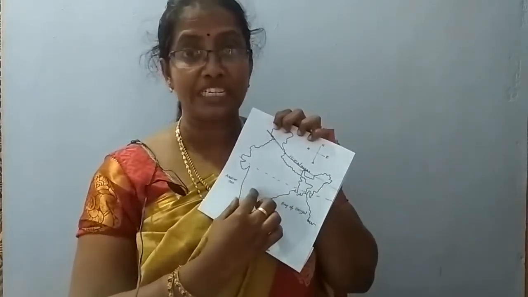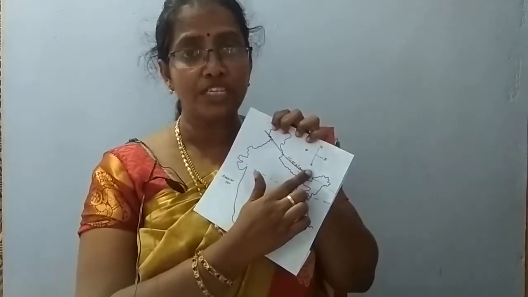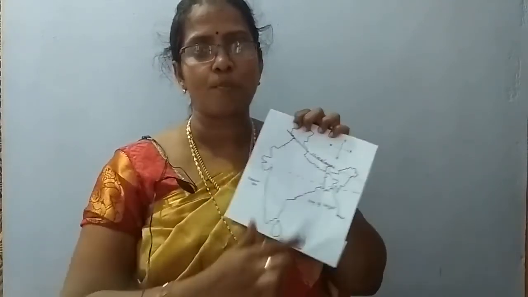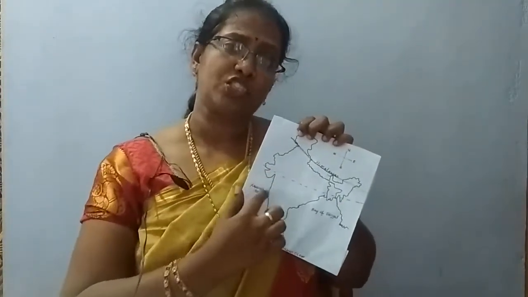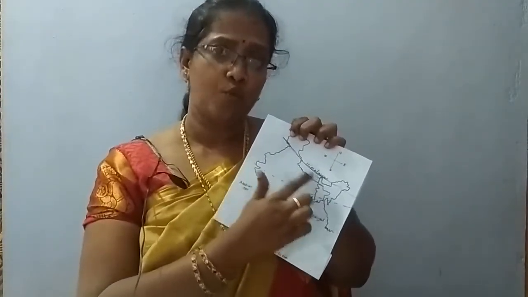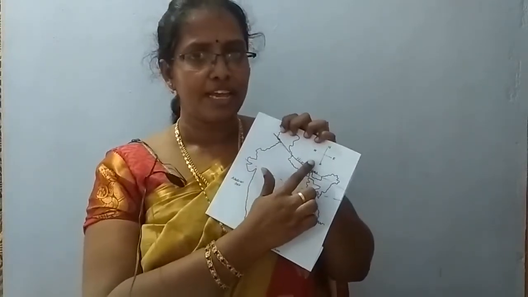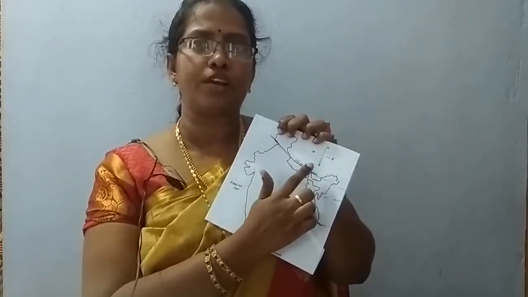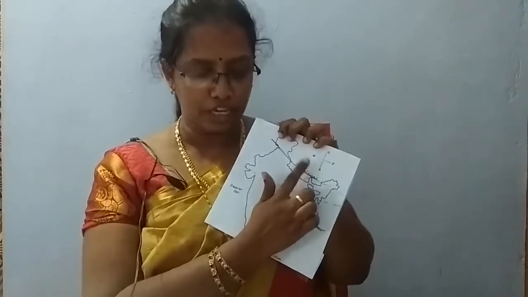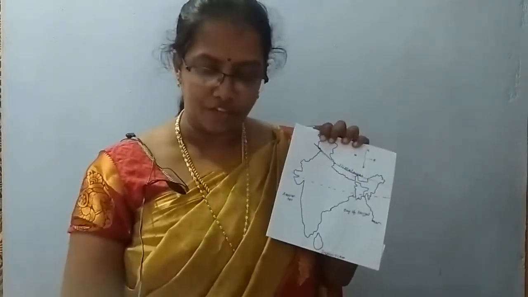Otherwise, cold polar winds would come in. It prevented them. What is the meaning of prevented? Stopped. It stopped the cold polar winds which blow from Central Asia. Which country? China. So these things are given in your book, children. When you are reading, you can easily understand.